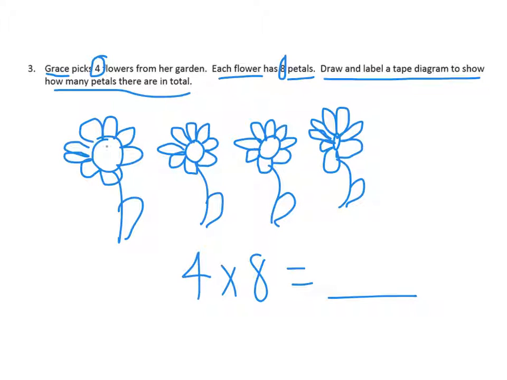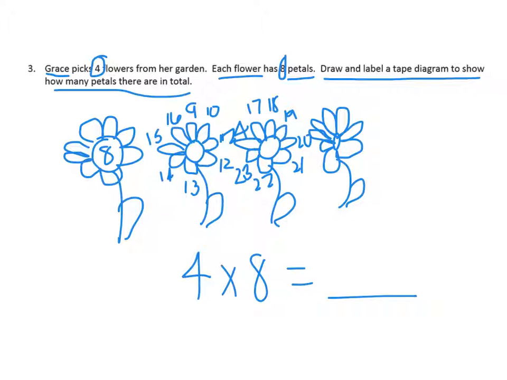So we know that there's 8 petals on the first one. So then there's 9, 10, 11, 12, 13, 14, 15, 16 on the second. Then 17, 18, 19, 20, 21, 22, 23, and 24 with the third. Then 25, 26, 27, 28, 29, 30, 31, and 32. There are 32 petals in all.